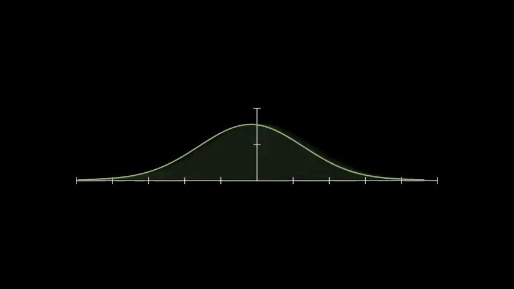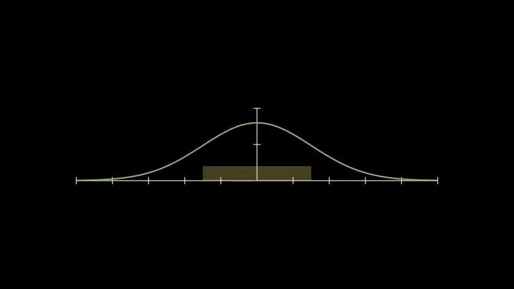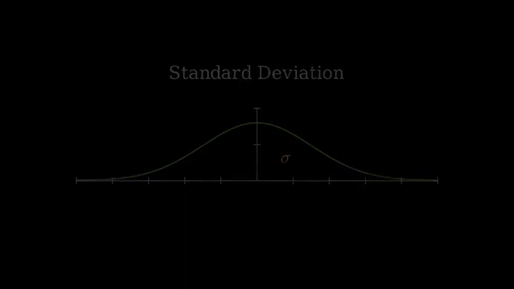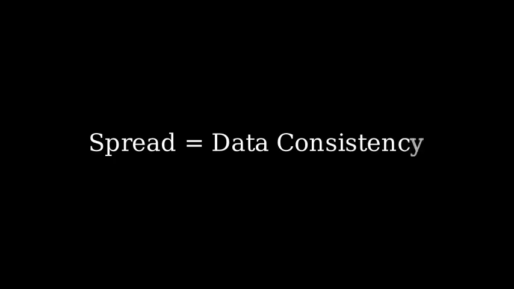If we transform these points into a smooth bell curve, we can use standard deviation, denoted by the symbol sigma, to quantify the typical spread of our data. In the end, understanding spread is all about recognizing data consistency.